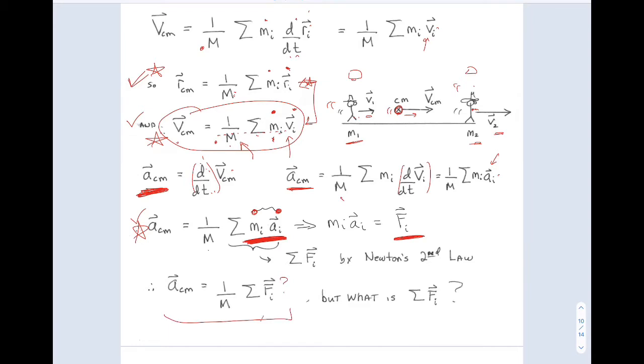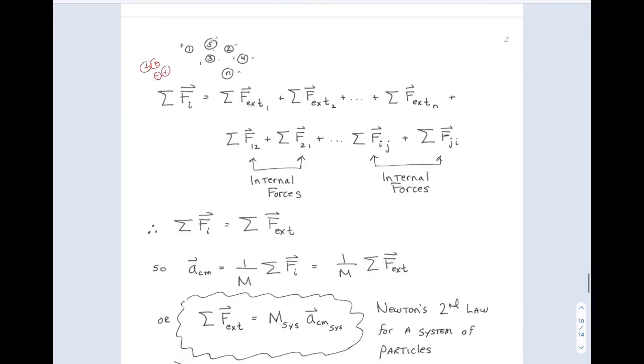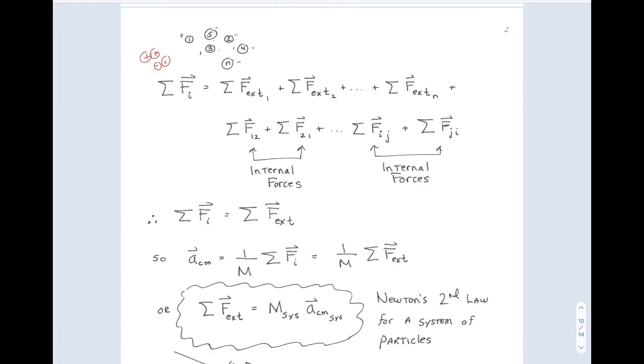But now I have to figure out what that term means. What does it mean to sum up all of the forces? Let's say I have some objects. They could be air hockey pucks colliding. Maybe next semester they could be charges repelling and attracting, or they could be planets. What it means to add up all the forces is I take the external force on number one, the external force on number two, and if I have five of them, I go up to the external force on number five. Here I have n of them, so I go up to the nth external force.